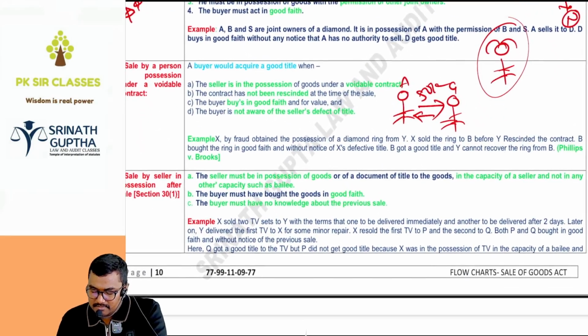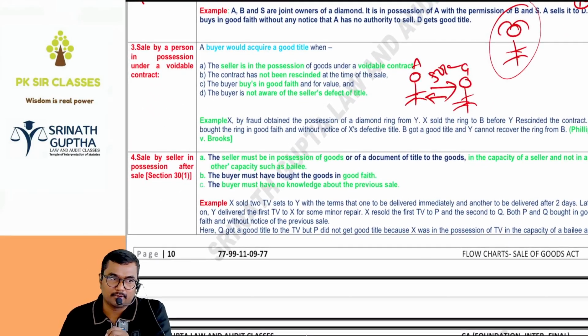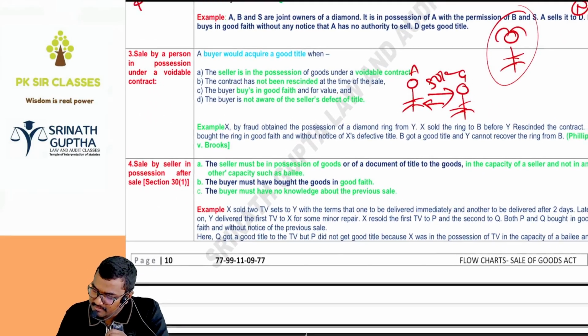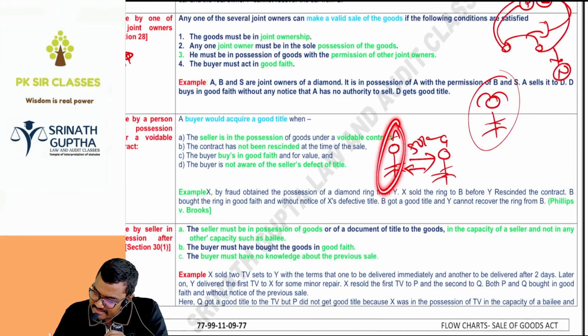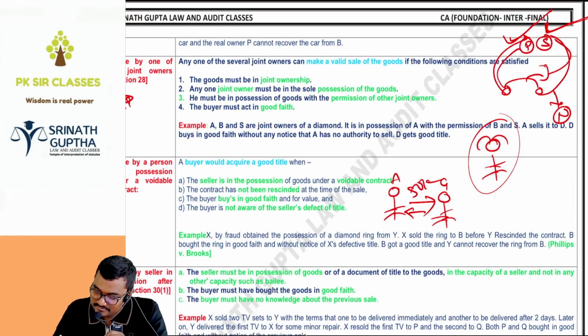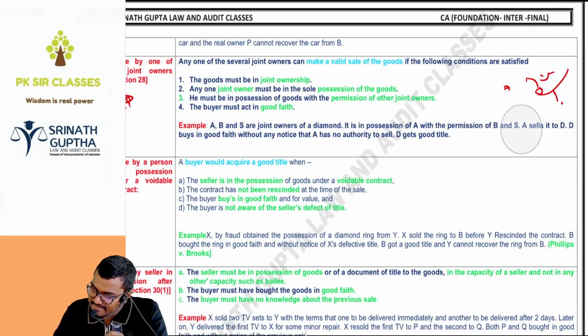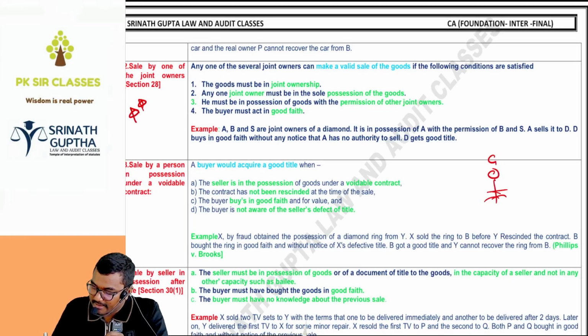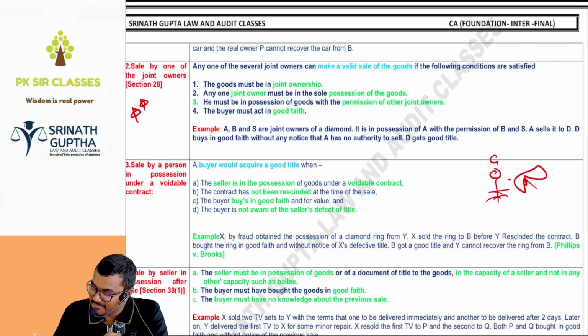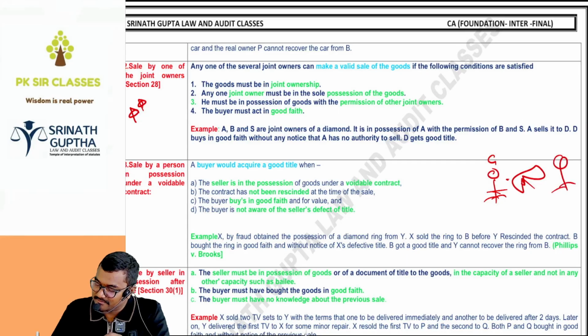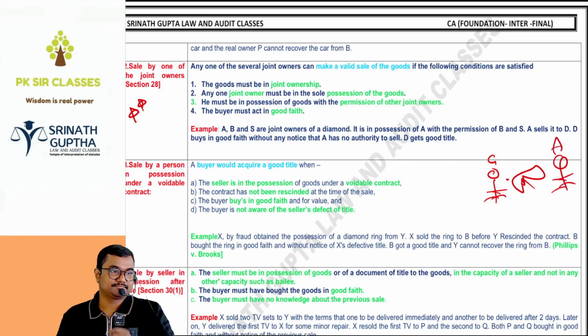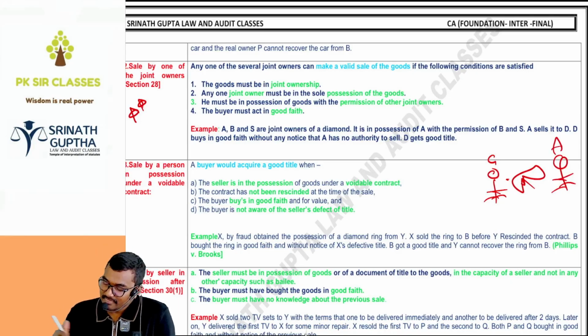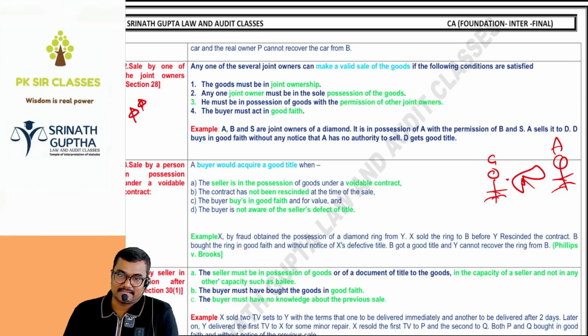Next, sale by a person in possession under a voidable contract. Which contract? So we discussed Ganesh. One fine day, Ganesh kept a gun against Anjali auntie, taking the necklace.